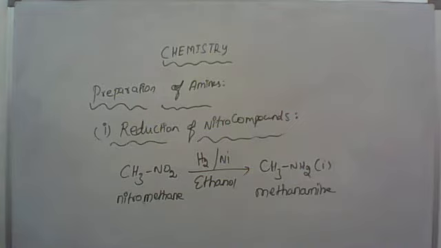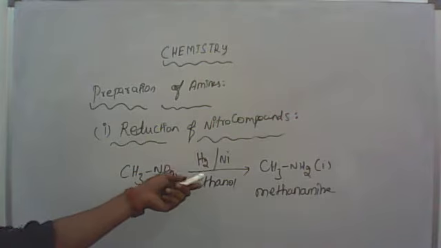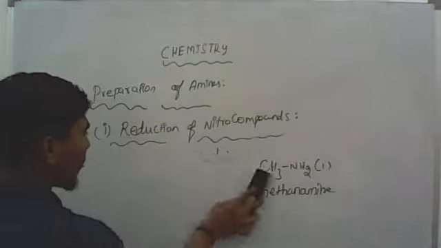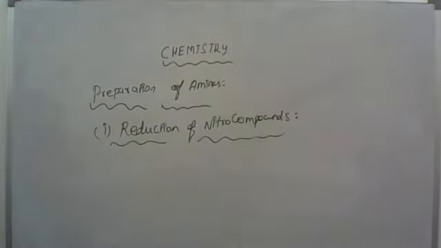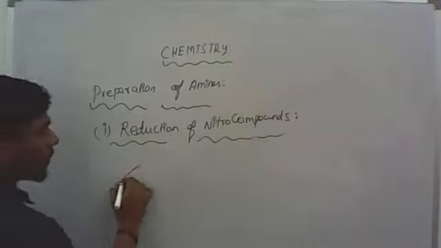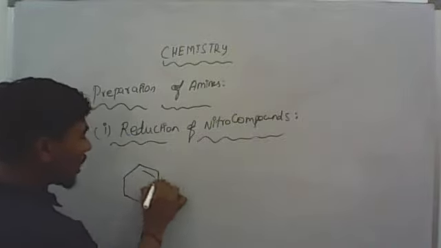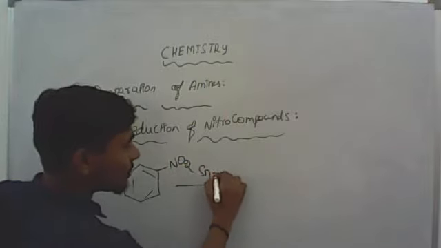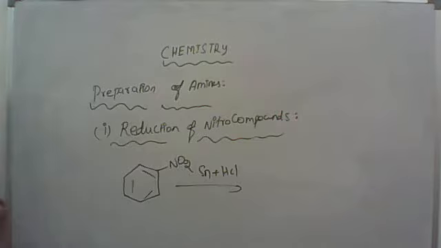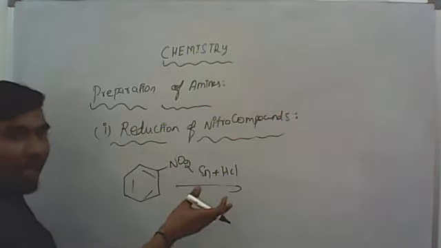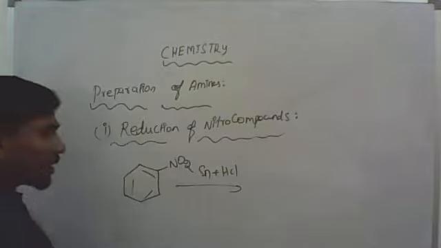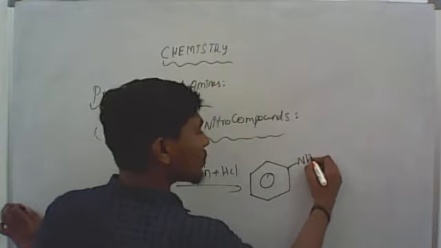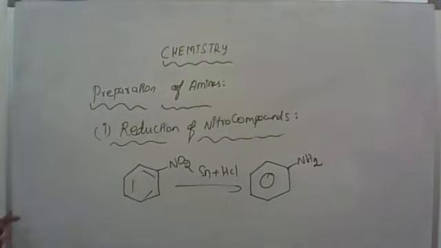Then instead of platinum or palladium catalyst, we can also use tin plus hydrochloric acid. The reagent is different here. This method is also used to reduce the nitro group. Tin, Sn plus HCl, can also be used as a reducing agent. It is able to reduce the NO2 group. Then what is the product? We get a product like this, NH2. Again, we get a primary amine.